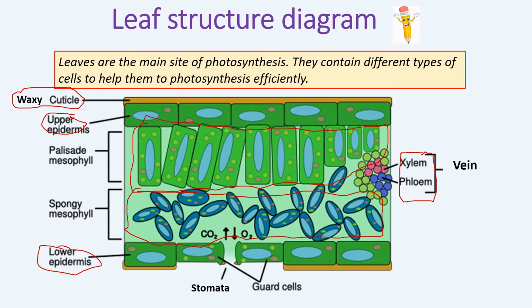Then we have these little holes. The little holes are called stomata and they let the gases in and out. For photosynthesis to occur, obviously you need carbon dioxide. And finally we have the guard cells, and the guard cells are at the sides of the stomata and they control whether the stomata open and close. So you need to make sure you know each part of the leaf before you move on.